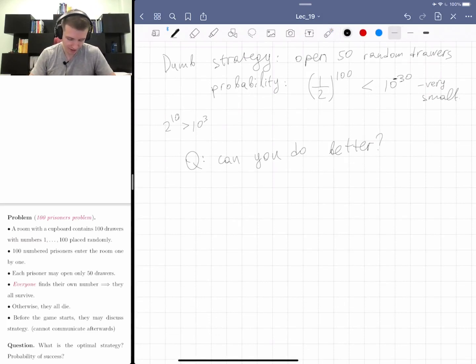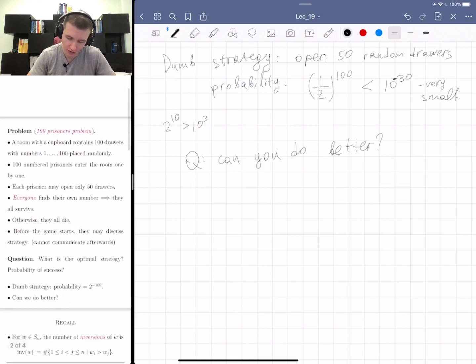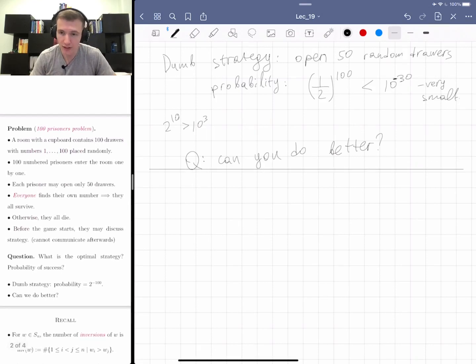Yeah. So, okay, now let me go back to permutations and inversions and all that. Do they have to open their 50 drawers consecutively? Well, they can do whatever. They can do consecutive, meaning each prisoner enters the room, opens 50 drawers any way they want, and then leaves the room. And then the next one comes.